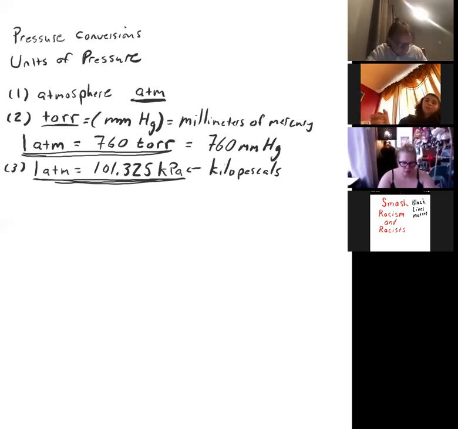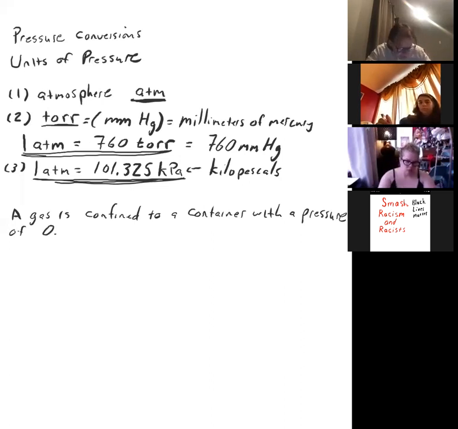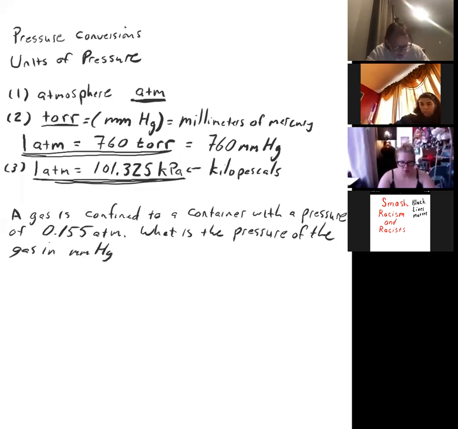So let me give you an example. A gas is confined to a container with a pressure of 0.155 atm. What is the pressure of the gas in millimeters of mercury? And I'll put in parentheses, that's the same thing as a torr, right? Those are the same unit. And in kilopascals. Okay, so we're going to do two conversions. The first one will be to millimeters of mercury or torr. And the second one will be to kilopascals.